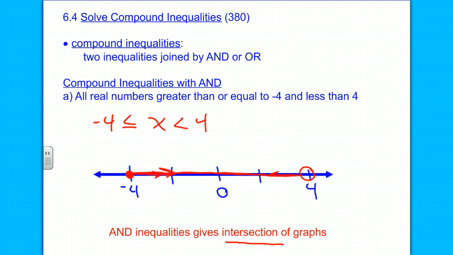Okay, so and inequalities give, look at this, the intersection of graphs. An intersection, when you're driving down the road, you're driving up over the hill, Encinitas Boulevard, you go down where the light is and there's El Camino Real, right? That's an intersection. Both of those roads contain that point, don't they? So both of these inequalities contain these points that you see on the segment. Because it's an and, the solutions have to work in both.